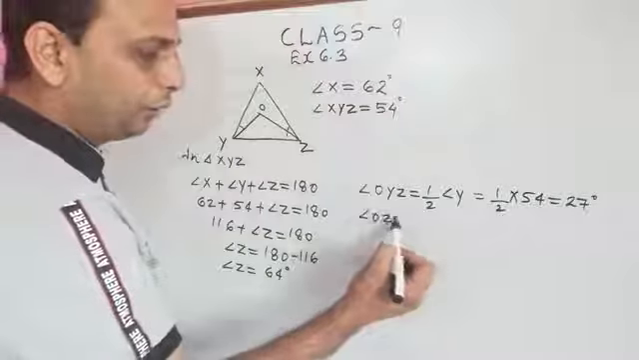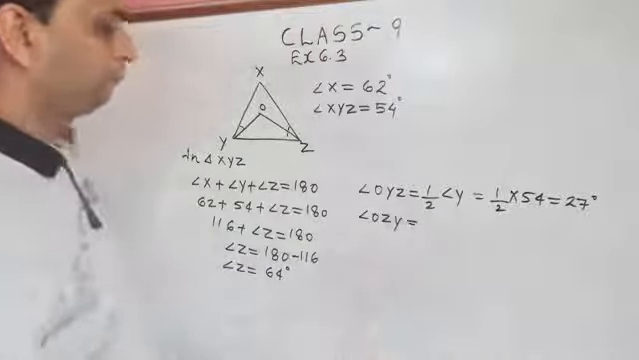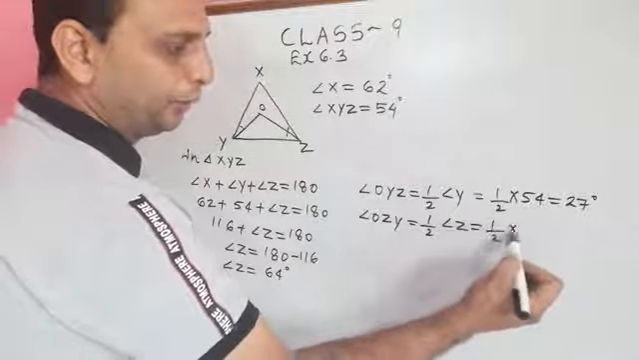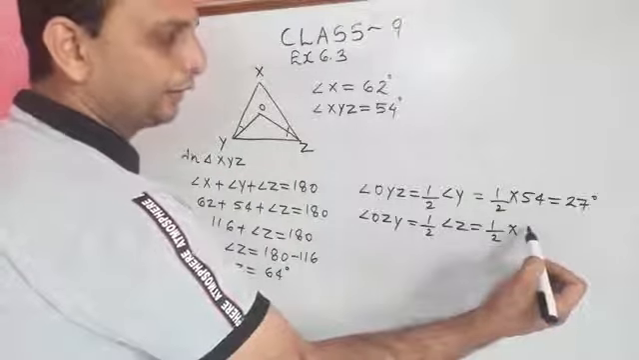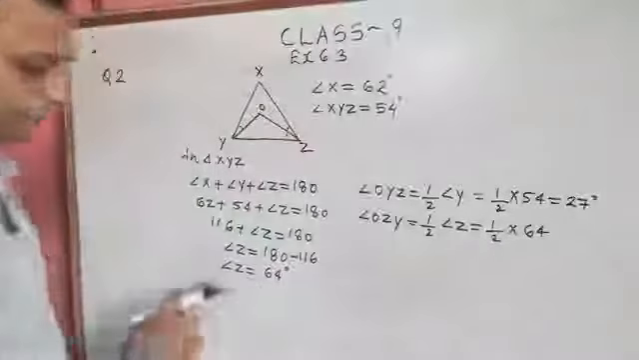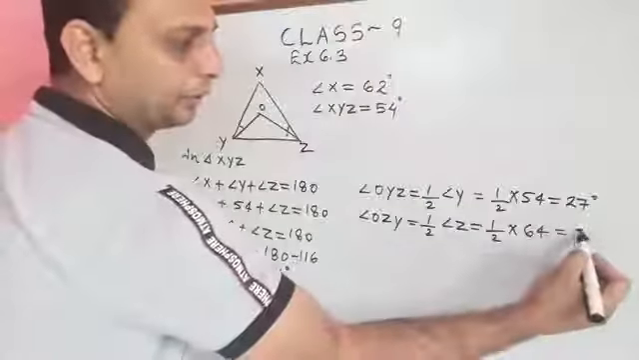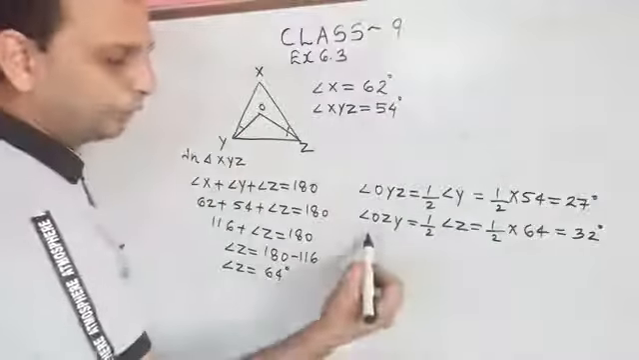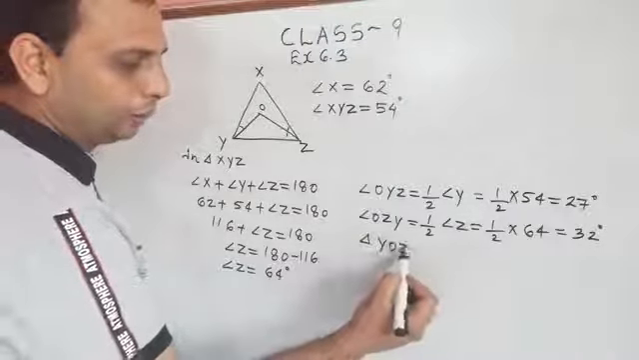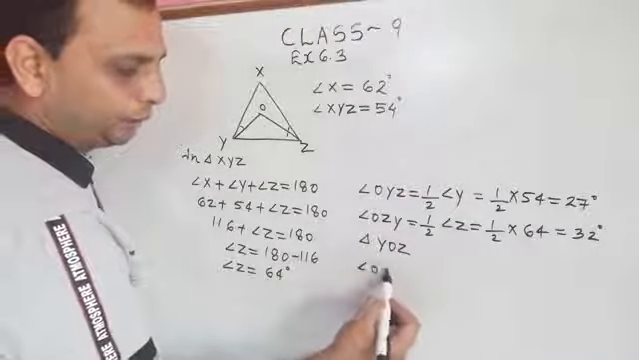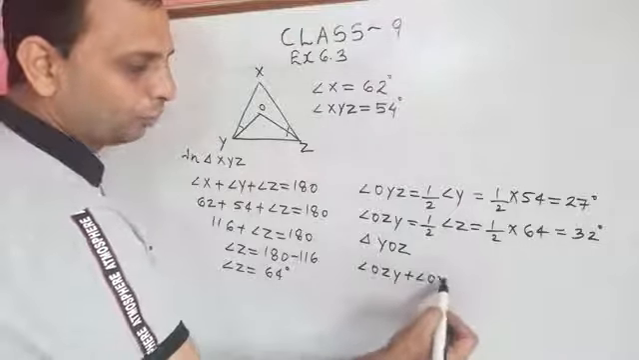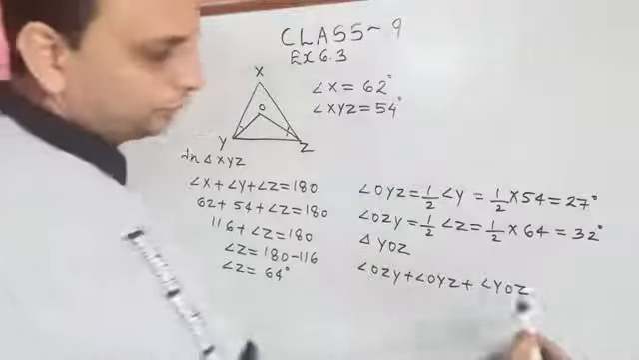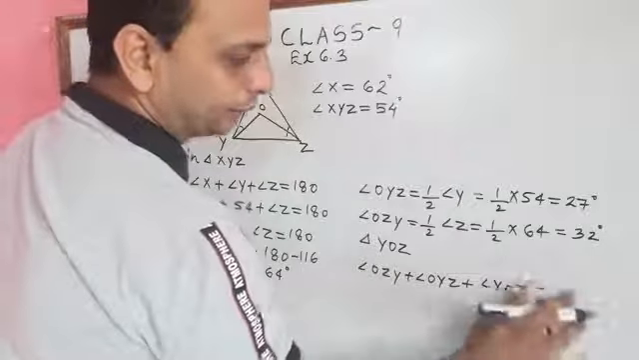Similarly, we can find the value of OZY. It is equal to half of angle Z. 1 by 2 multiplied by Z, and we got the value of Z as 64. It is equal to 32 degrees. Now, in triangle YOZ, the three angles OZY plus OYZ plus YOZ equal 180 degrees.